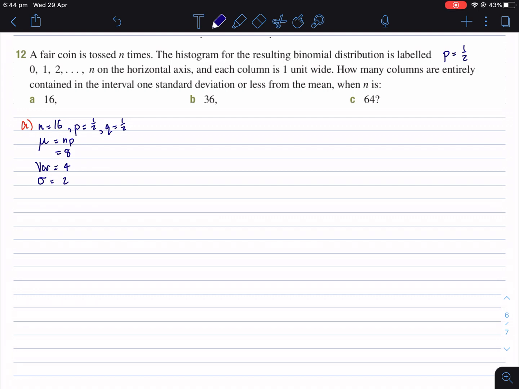So if we were to graph this, here would be 8, 9, 10, 7, 6. So we would want 1, 2, 3, 4, 5 columns.